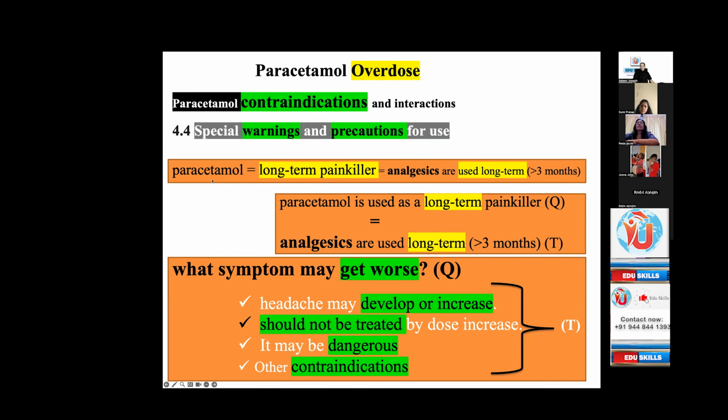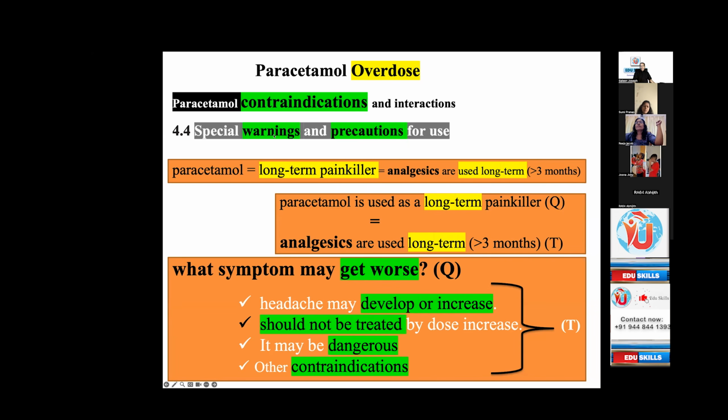See the synonymous expressions. Paracetamol, long-term painkiller. Analgesics are used long-term, more than 3 months. Paracetamol is a long-term painkiller in the question statement. The text says analgesics are used long-term or more than 3 months. This is synonymous language. What symptom may get worse? Text says headache may develop or increase. Should not be treated by dose increase.